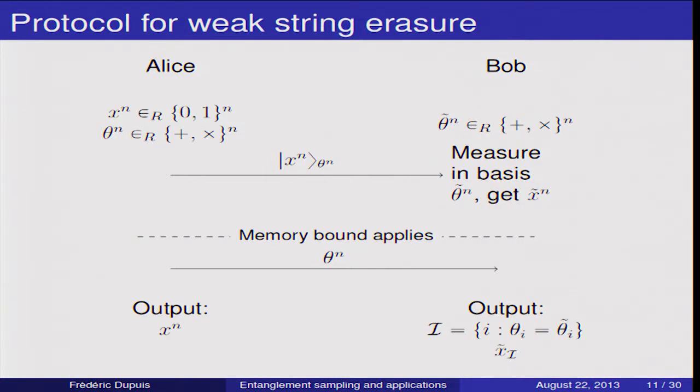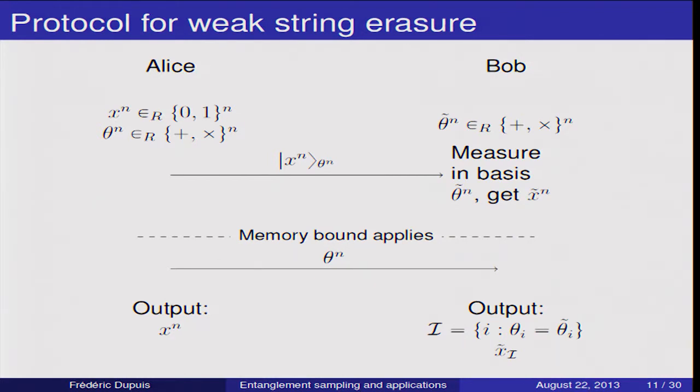So, after doing this, we'll wait a while. At this point, the memory bound is going to apply. And then Alice is going to send her choice of basis over to Bob, so that at this point, Bob is going to be able to determine at which positions he guessed correctly and which positions he guessed wrong. And then his output is just going to be the subset where he guessed correctly and the bit values corresponding to that. And Alice's output is just going to be the string she picked in the first place.